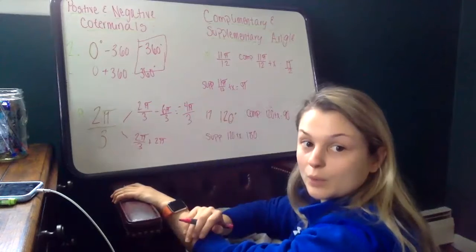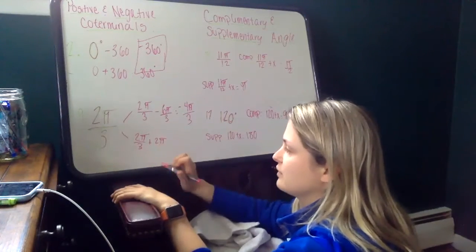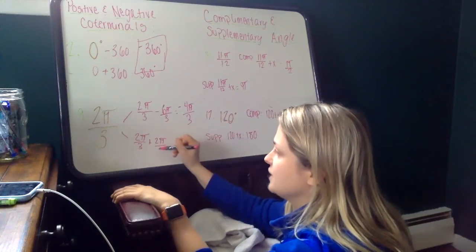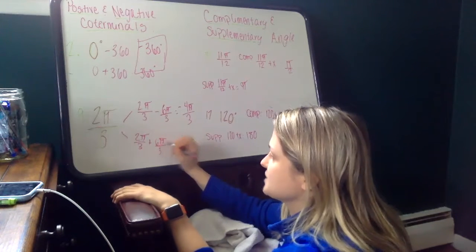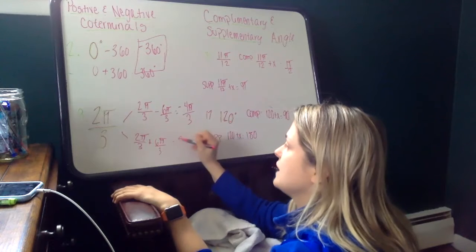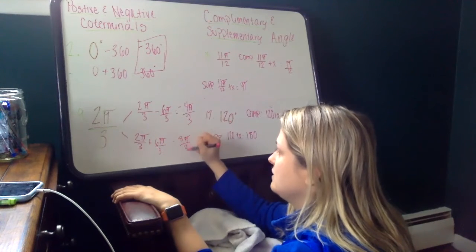When you add 2 pi over 3 plus 2 pi, make your denominator the same, so we multiply the bottom by 3 and multiply the top by 3, so that'll become 6. This will then become 2 pi over 3 plus 6 pi over 3 is 8 pi over 3.